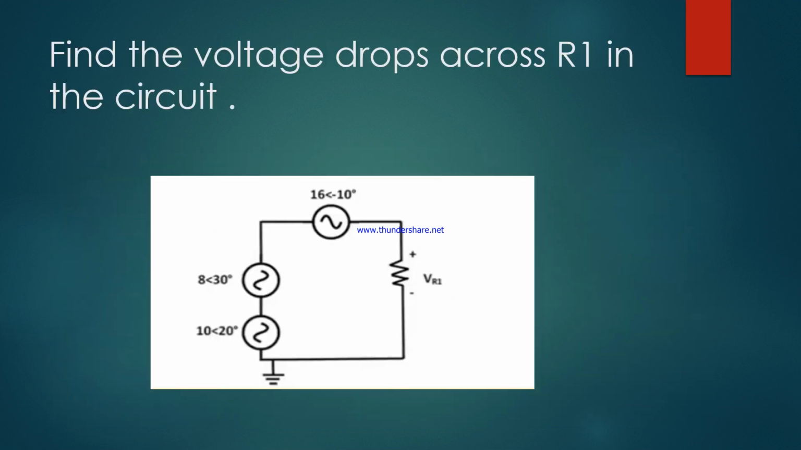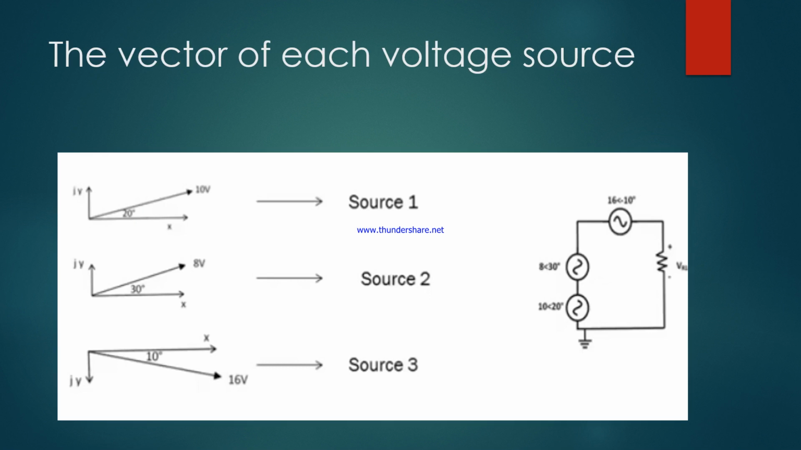It can be seen in this circuit that we have 3 AC voltage sources and 1 resistor all placed in series, and we should find the voltage drop across R1 in the circuit. The vector of each of these source voltages can be represented as shown. Each of these is given in polar form with the magnitude and angle from the positive x direction.